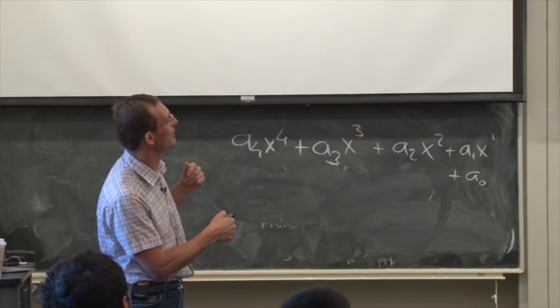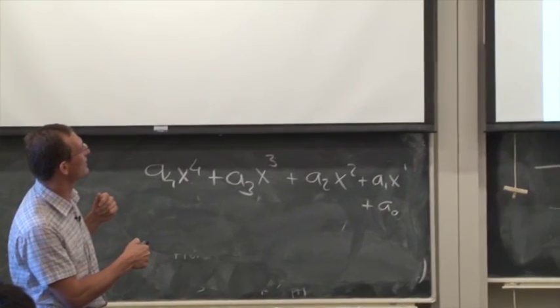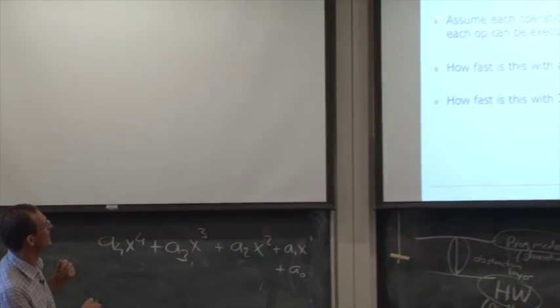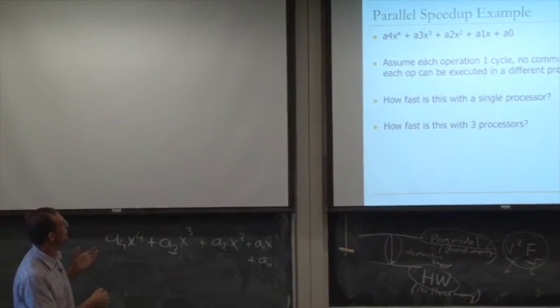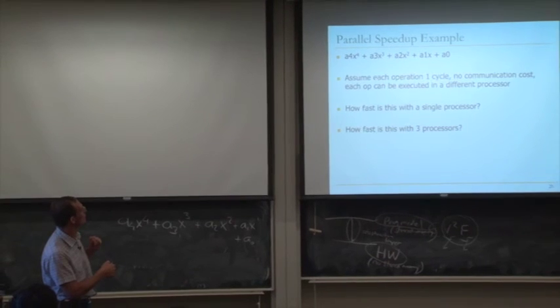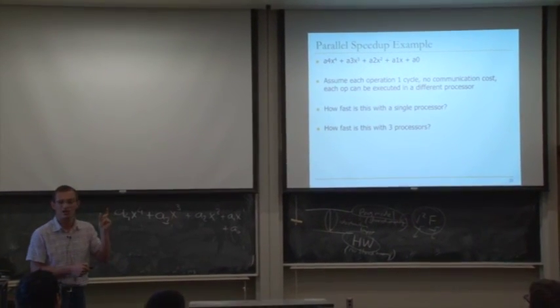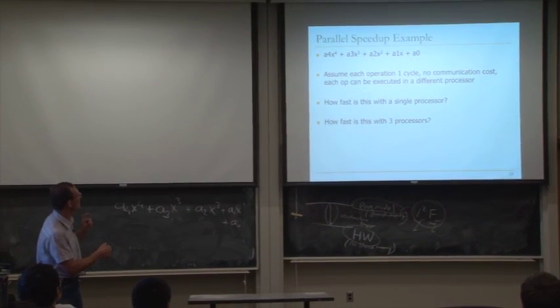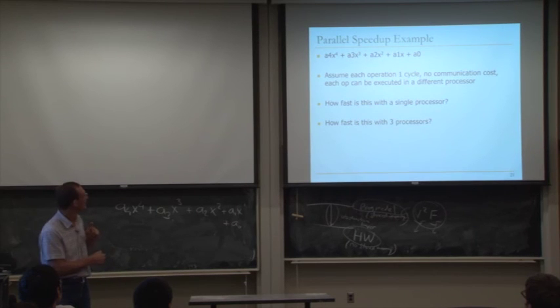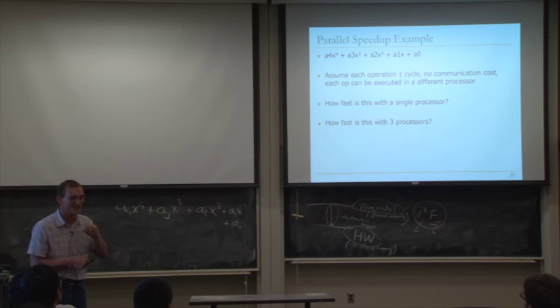You multiply A1 with x, and you need to get the square of x and multiply it with A2. Assume no communication cost, and assume processors that can each execute 1 operation. Each operation can be executed in a different processor. How long do you take to solve this polynomial with a single processor? That's the first question, and the answer should be some number of cycles.